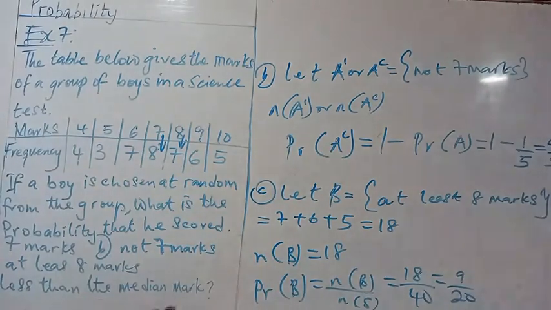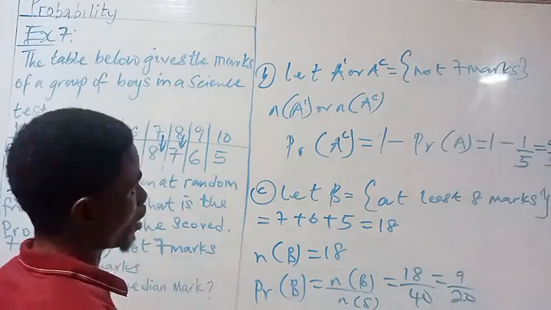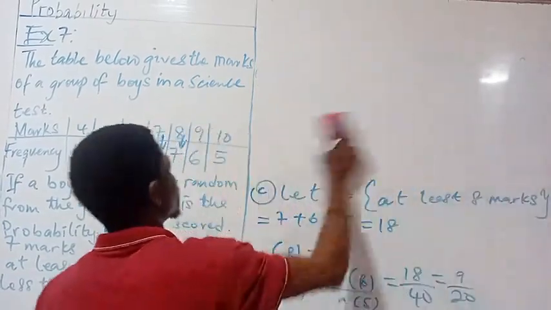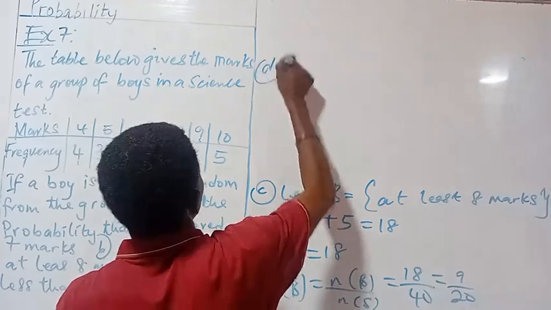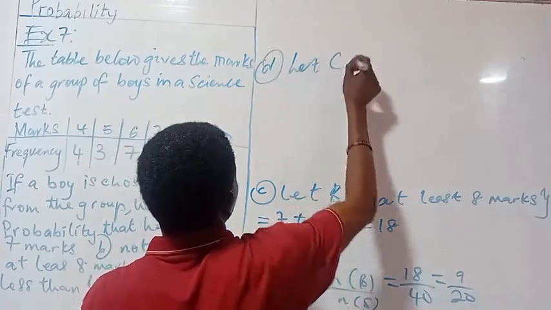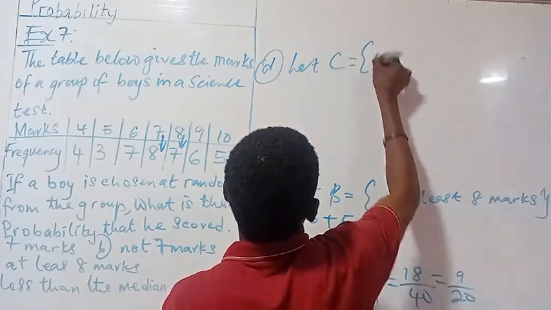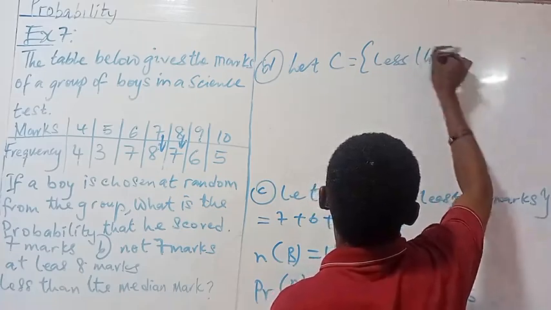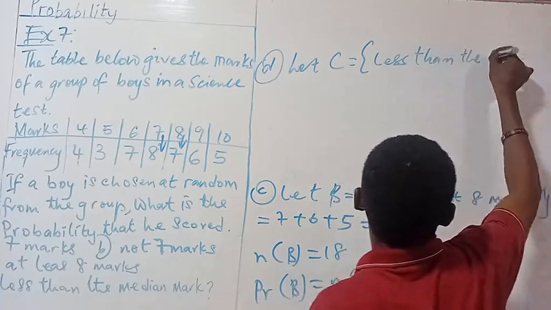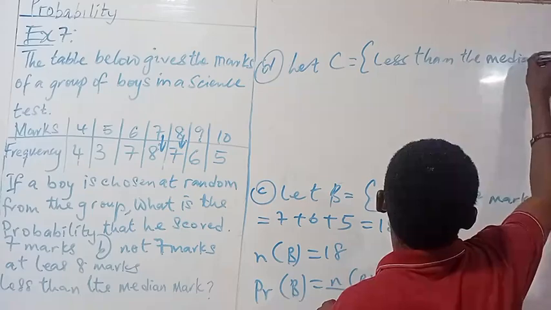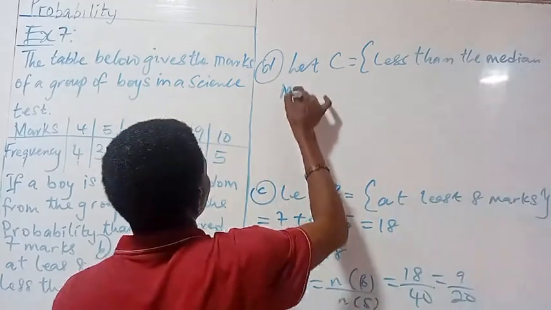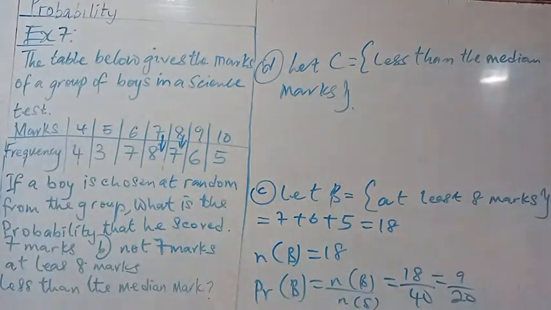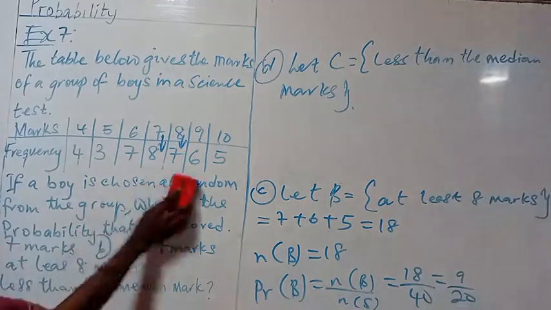Less than the median mass. Less than the median mass. So how do we calculate that? Let C be less than the median mass. Less than the median mass. So you need to know the median mass. So how do we go about that?